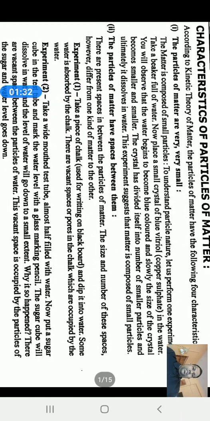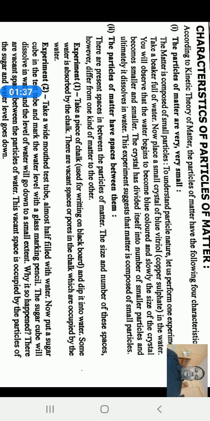See here, potassium permanganate. How small is that potassium permanganate crystal? You can observe here: if you dissolve one crystal in a small amount of water, you will get a dark color. Again, if you further dilute it with water, see how the color fades. So these show that the particles of matter are very small.